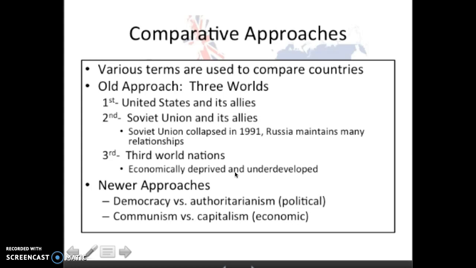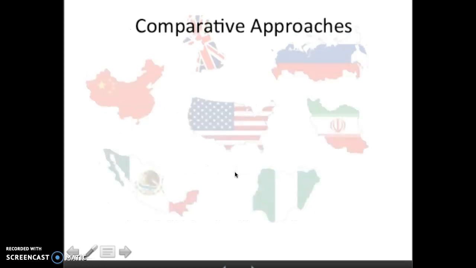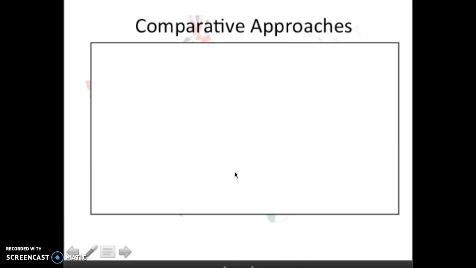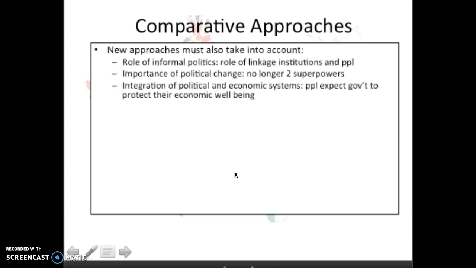What we're going to look at is democracy, like which countries are democratic or leaning toward becoming democratic versus which countries are authoritarian. We're also going to compare the economic systems, communist versus capitalist. There are some other things we have to take into account now that we're in a post-Cold War era, and it's not as easy as looking at the United States and its allies versus the Soviet Union and their allies. There are more intricacies involved in comparing different political systems at this point.